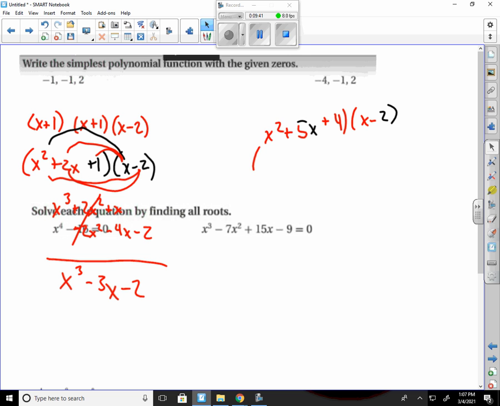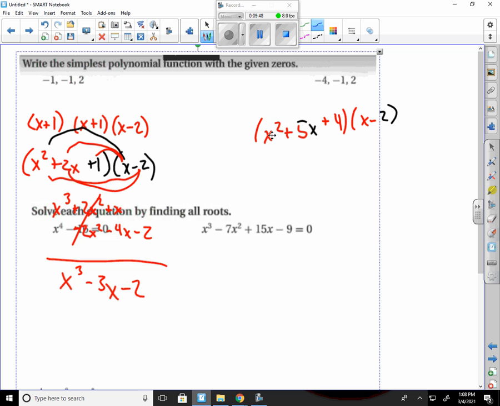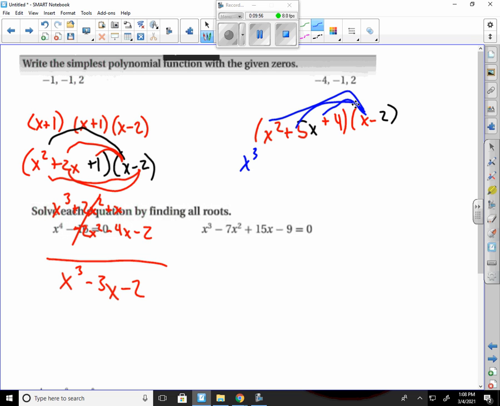It's a really difficult procedure. Distribute my x to each of these. X times x squared, that's x to the third. 5x times x is 5x squared. 4 times x is 4x. Then distribute the negative 2 to each.